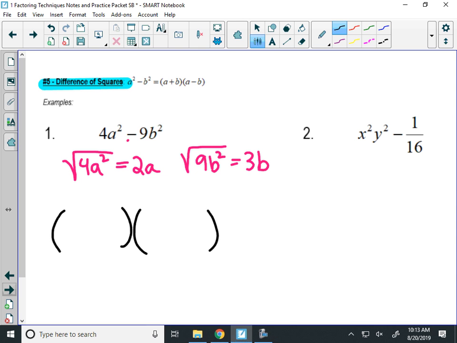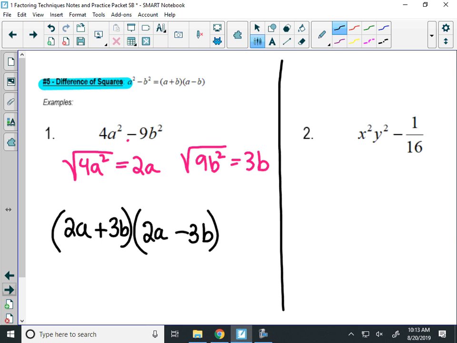I do 2a, so the square root of the first term comes down. 2a goes in the front of both parentheses. There gets to be a 3b in both, a 2a and a 3b. And what signs go in there? A plus and a minus. Now, does it matter if I do plus first or minus first? No, pick your favorite way. And that's it.